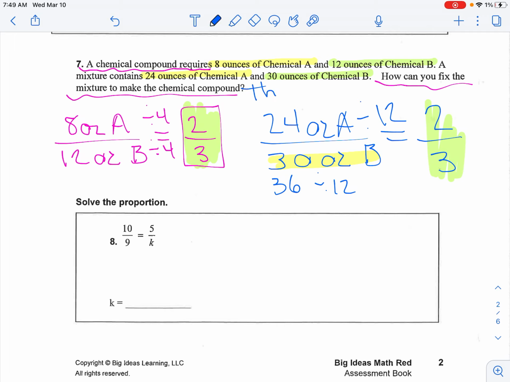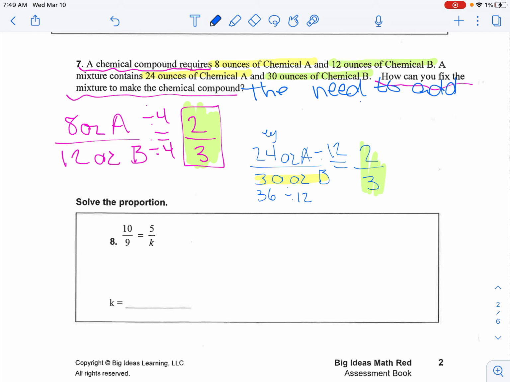Your answer in a sentence: they need to add, let me scooch this, hold on one second. Okay, they need to add 6 more ounces of chemical B.